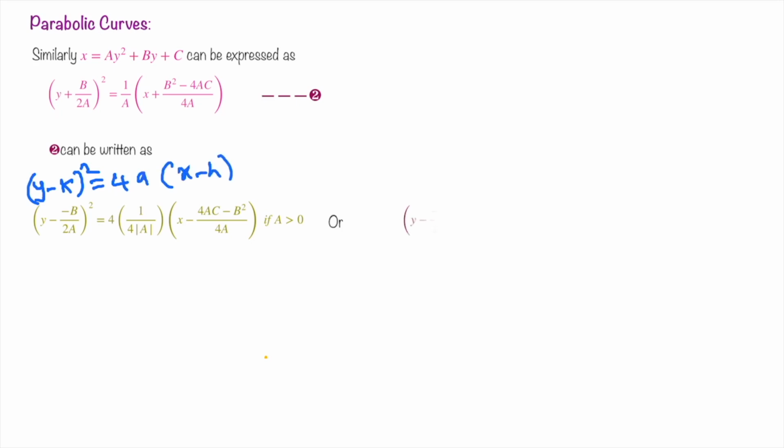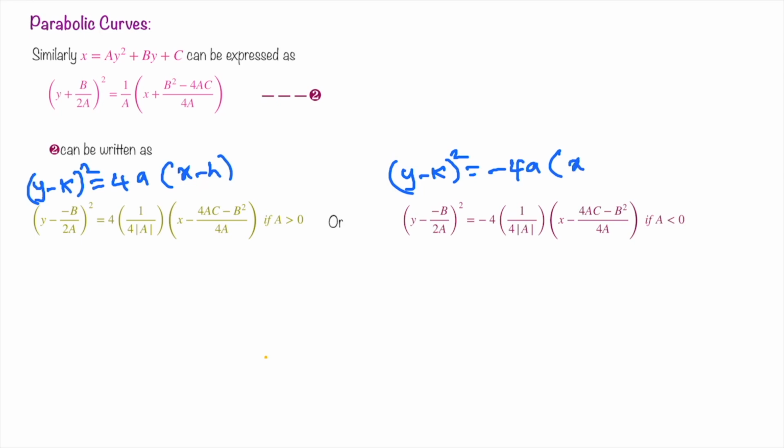Okay, if a is negative, then we can write a as minus mod a. So in that case, the same expression we can write like this: y minus of minus b by 2a whole square equal to minus 4 times 1 by 4 mod a times x minus of 4ac minus b square by 4a. Now this one looks like y minus k whole square equal to minus 4a times x minus h. In both cases, our a happened to be 1 by 4 mod a.